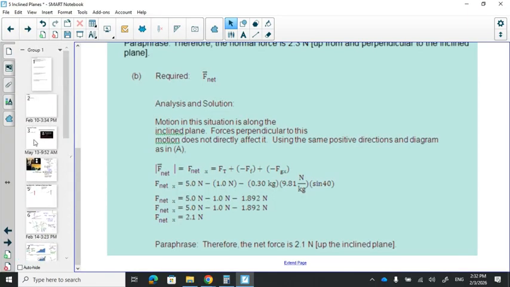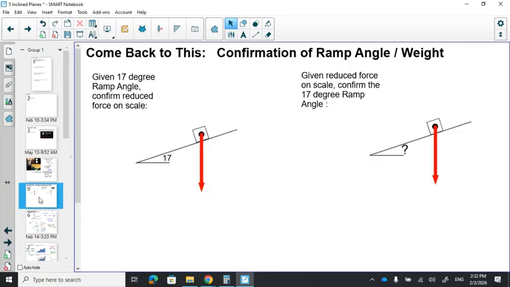Let's go back to Mr. Anderson here. Let's see how accurate things were. So we have a 17-degree ramp angle, and we want to confirm that reduced force on the scale.